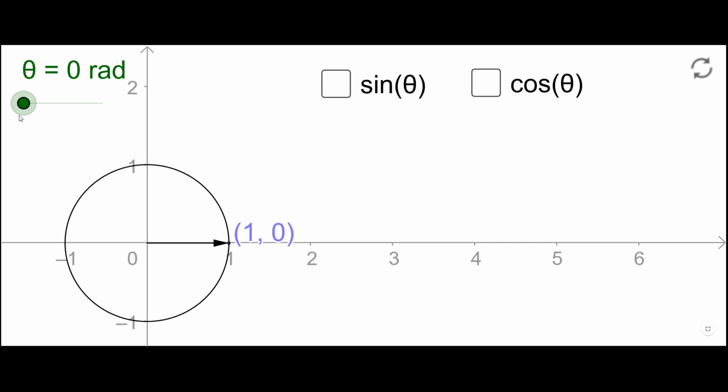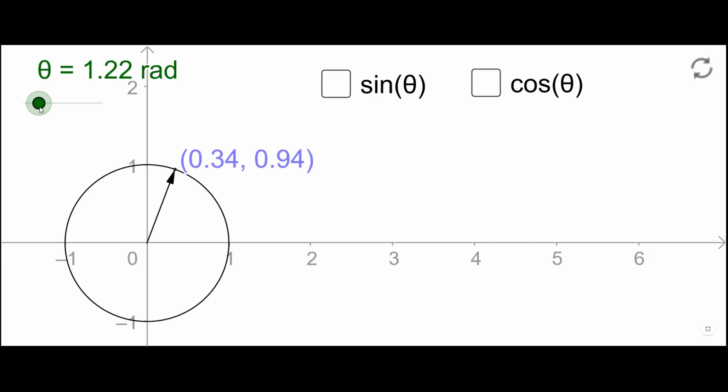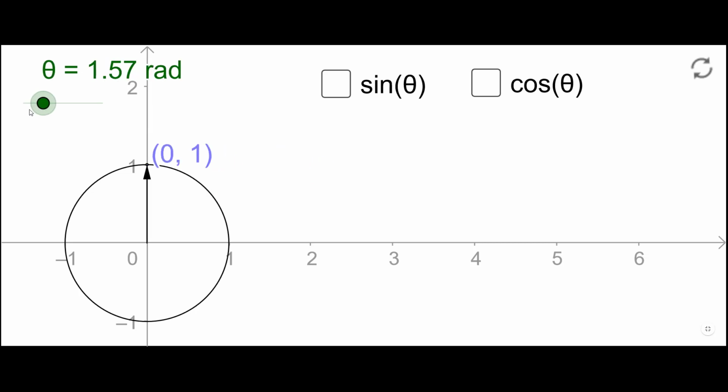And notice as it rotates around, the x and the y coordinates change. If we looked at a 45-degree angle, I can find it here. There we go. That's 0.79 radians, which is pi over 4 as a decimal. We get 0.71 for x and 0.71 for y. Well, 0.71 is the square root of 2 over 2 as a decimal. If we rotate it to pi over 2, so 90 degrees, that's 1.57 radians, we get 0, 1 for the x and the y.